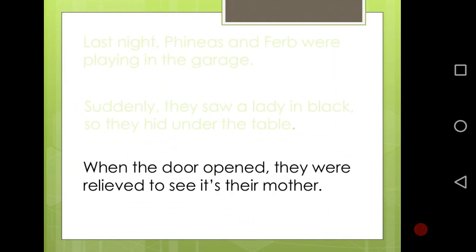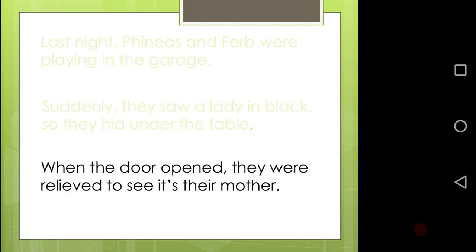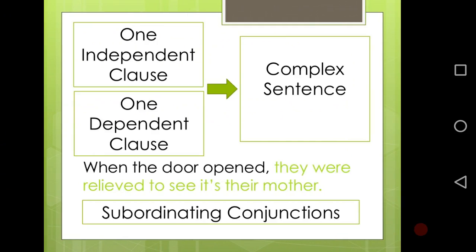When the door opened, they were relieved to see it was their mother. You see, it is one independent clause and one dependent clause. It is called a complex sentence. So let's see. "When the door opened" is the dependent clause, and "they were relieved to see it was their mother" is the independent clause.